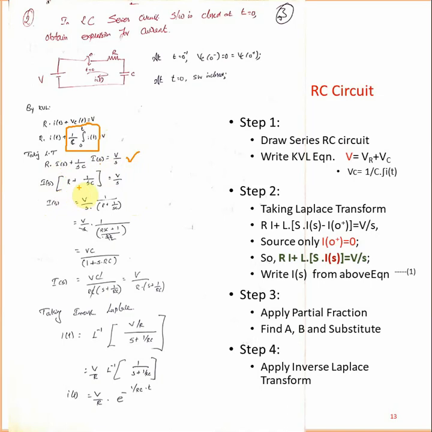Then what is the remaining? R plus 1 by s is equal to V by s. So only I of s you can keep on the left hand side. Then this term you can move to the opposite side, so V by s into the denominator will come.